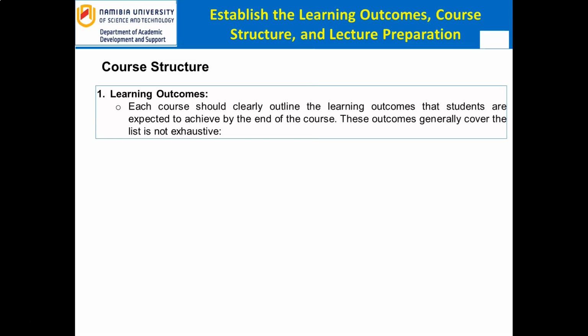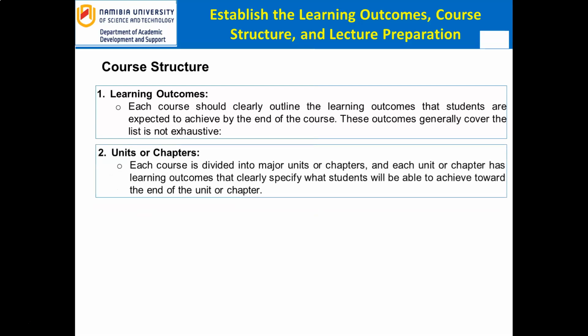2. Units or chapters. Each course is divided into major units or chapters, and each unit or chapter has learning outcomes that clearly specify what students will be able to achieve toward the end of the unit or chapter. These units or chapters represent significant sections of the course content, and they align with the course's learning outcomes. For example, a course on Introduction to Data Science may have the following units. First, Unit 1 or Chapter 1, Fundamentals of Data Science.